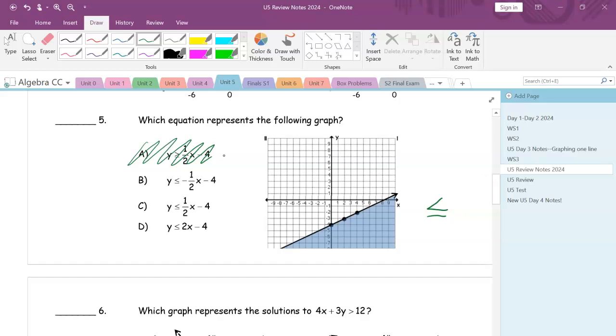Okay, so now I'm going to go ahead and find the slope. I'm going up 1, right 2, a +1/2. And the only option that has that is letter C.